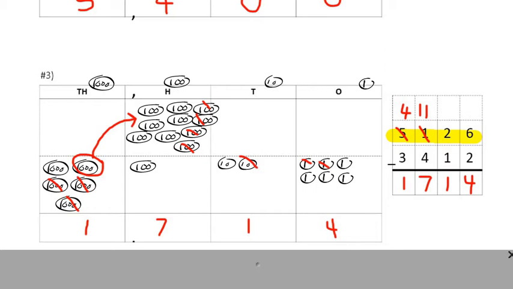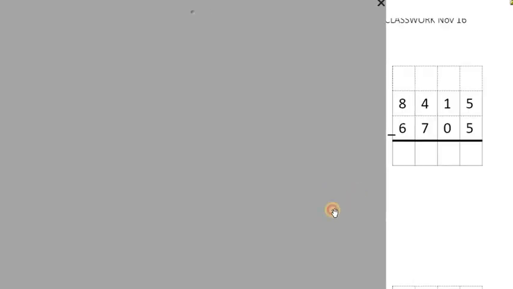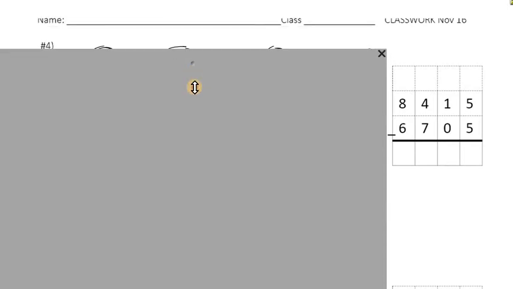Let's do the next one. So the next problem is problem number 4. So you're going to go to the next page and do problem number 4. And this is what it looks like. So go ahead and work on problem number 4. You want to set that up. And when you've got that all set up, come back here and check to see how you did.